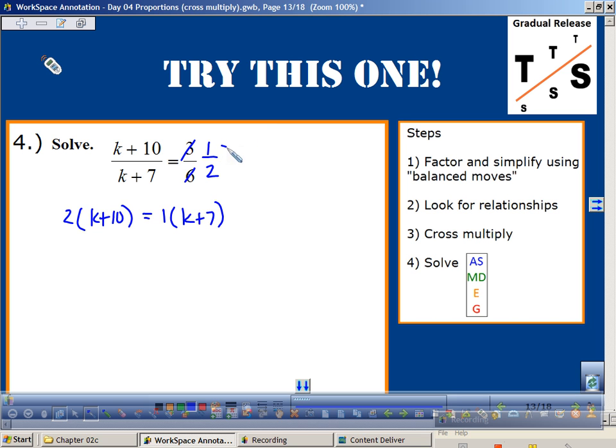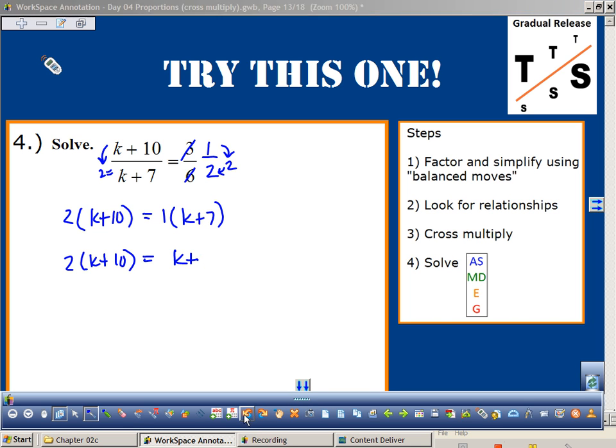No? Check this out. What is 1 times 2? So couldn't you do the same thing on the other side? Isn't that 2 times k plus 10 equals k plus 7? You see it? Let me say it again. It's the same thing.